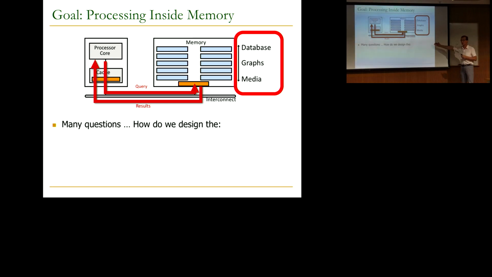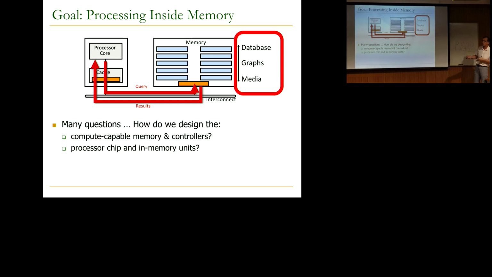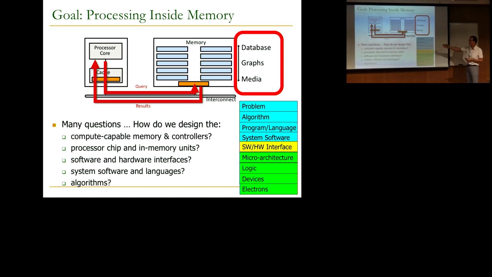So there are many questions over here, clearly, because this is really changing the paradigm now. How do you design the compute-capable memory, this thing over here, and the controllers? How do you design the processor chip given this, as well as the in-memory units? How do you design the software and hardware interfaces? Because neither of them are capable of doing this today. How do you design the system software and languages? And how do you design the algorithms? Because if you have computation capability over here, maybe the algorithms you design are completely different right now. And we're going to discuss that in specific examples that I'm going to give.